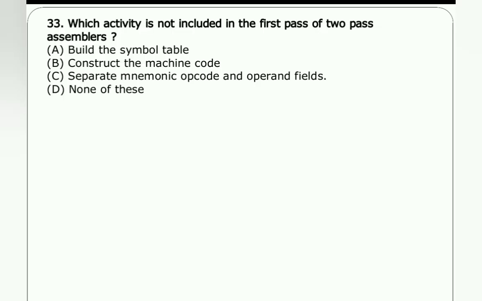Next one. Which activity is not included in the first pass of two-pass assemblers? So option B is the correct answer. Constructing the machine code. Machine code is generated in the second pass of the two-pass assembler, and it is not part of the first pass of the two-pass assembler.